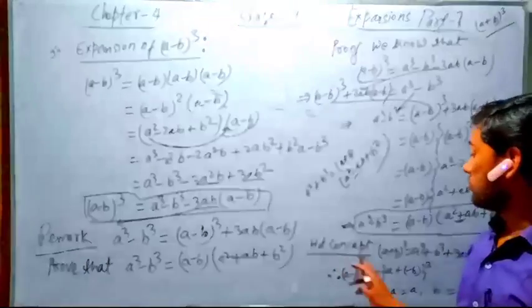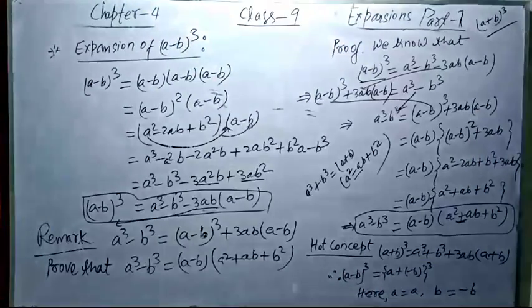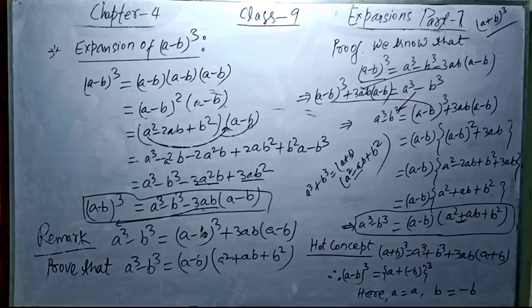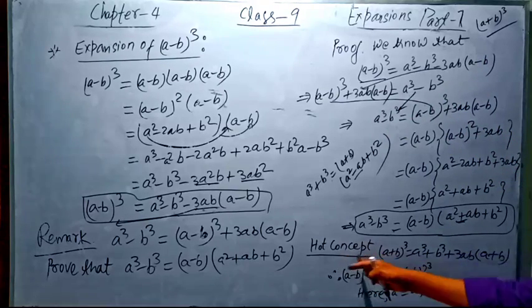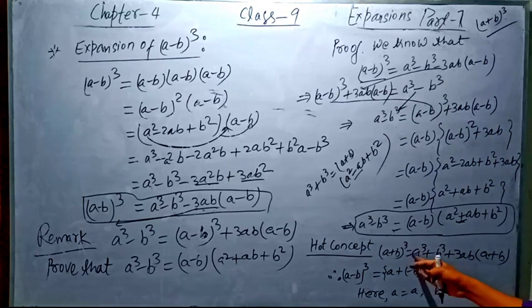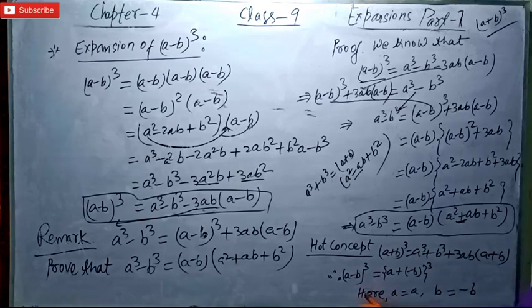Now see the hot concept. No need to remember the formula. You only have to keep in mind (a plus b) to the whole cube, and (a minus b) to the whole cube you can find directly. Hot concept: (a plus b) to the whole cube is a cube plus b cube plus 3ab into (a plus b). So (a minus b) to the whole cube can be expressed as (a plus (minus b)) to the whole cube, because plus into minus is minus.